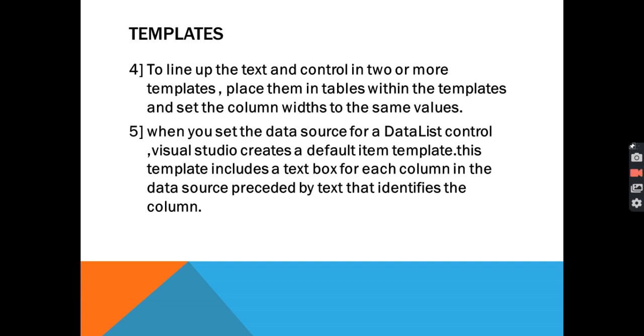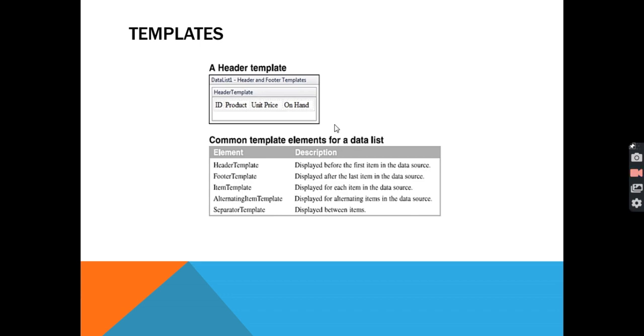Now to line up the text and controls in two or more templates, place them in tables within the templates and set the column widths to the same values. Now when you set the data source for a data list control, Visual Studio creates a default item template. This template includes a text box for each column in the data source, preceded by text that identifies the column. Now this is a header template, as we can see, and these are the common template elements for a data list.